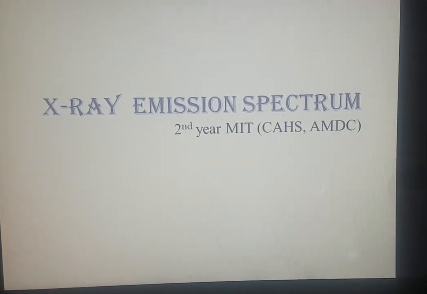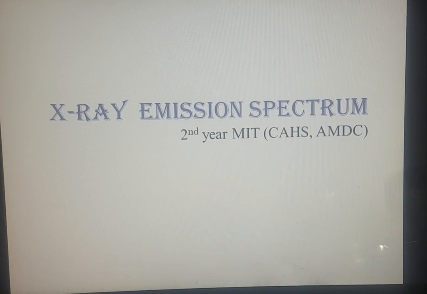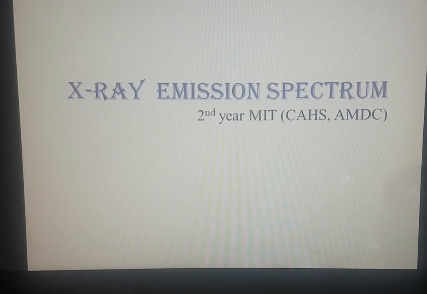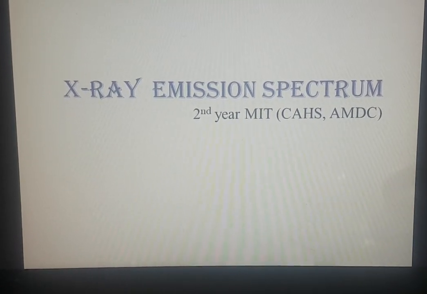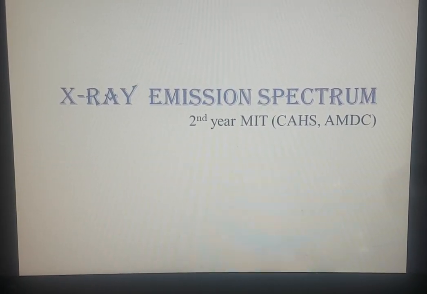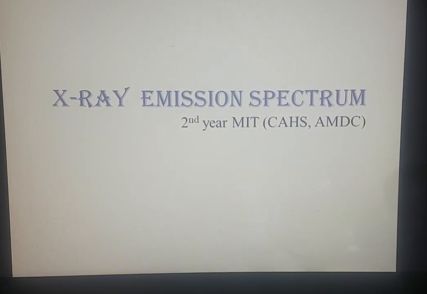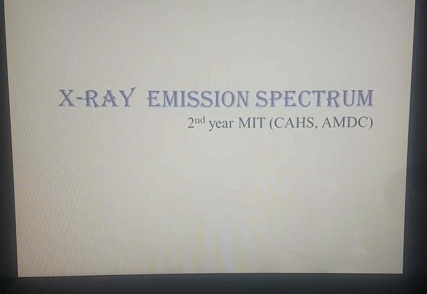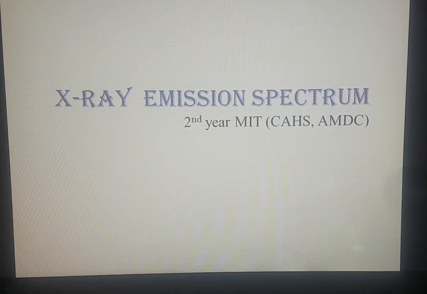Today's topic is the X-ray emission spectrum of characteristic and Bremsstrahlung radiations. We have already discussed the interaction of projectile electron with the target element, and we know that it can interact in two ways. It can either emit the characteristic radiations or the Bremsstrahlung radiations. So before going into the details, I would like to recall some basic physics.